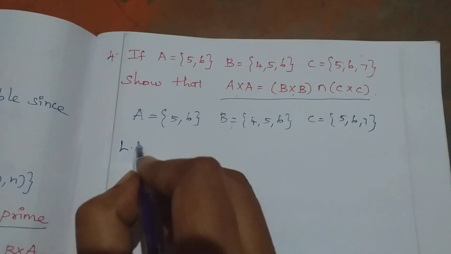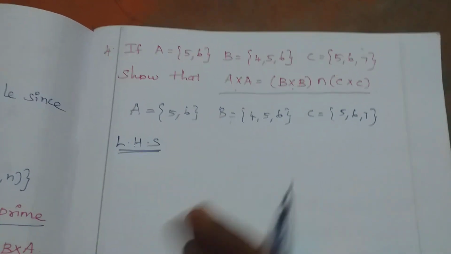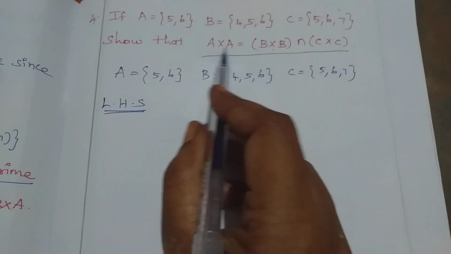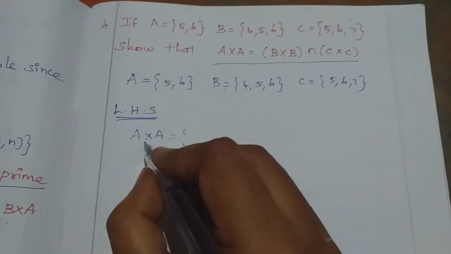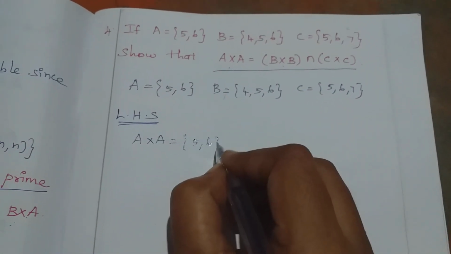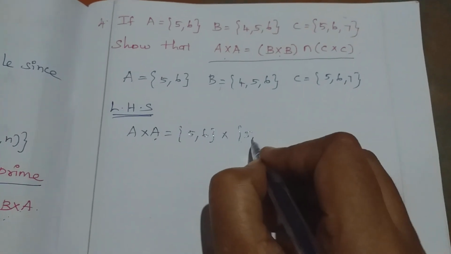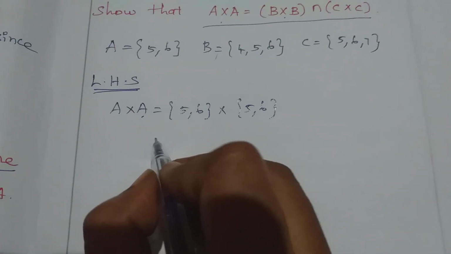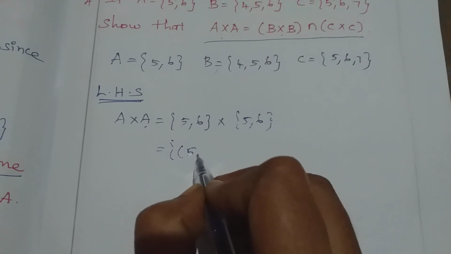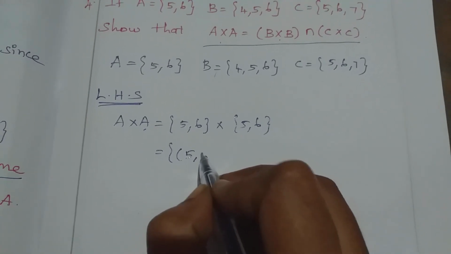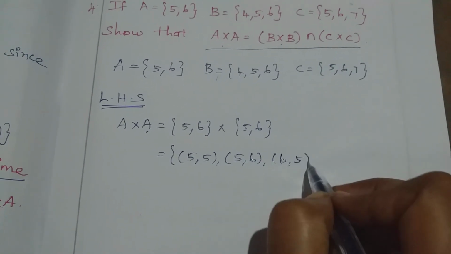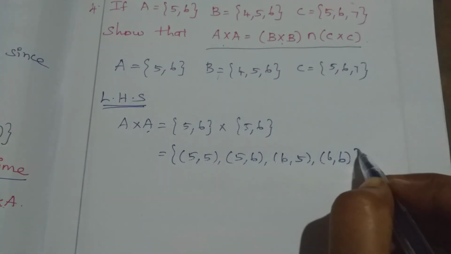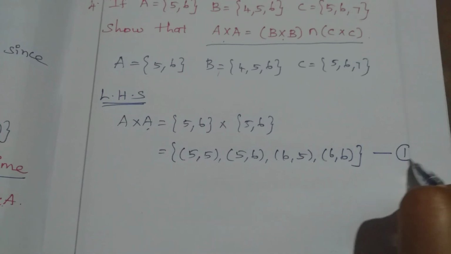So first we find the LHS. What is in the LHS? A cross A. It is very simple to find. What is A? 5, 6. Cross again A, 5, 6. Now you can easily write the coordinates: (5, 5), (5, 6), (6, 5), (6, 6). So keep it as 1.